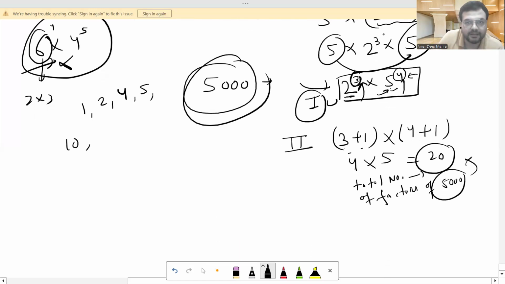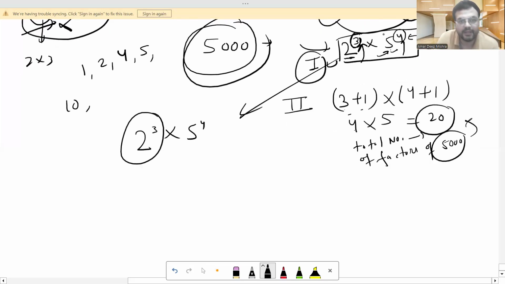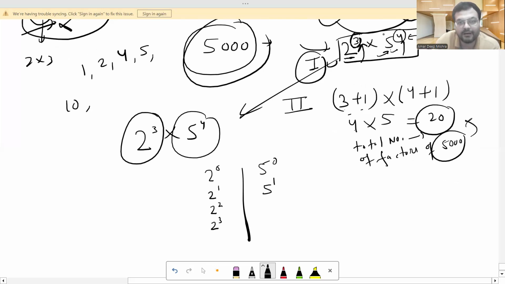So now understand. In this prime factor format, you have 2 power 3 into 5 power 4. Okay. Now, please understand. For 2 power 3, here you take 2 columns. Okay. In the first column, you write all the powers of 2 starting from 2 power 0. So 2 power 0, 2 power 1, 2 power 2, and up to 2 power 3. And 5 power 4 means start from 5 power 0, take 5 power 1, then 5 power 2, then 5 power 3, then 5 power 4.